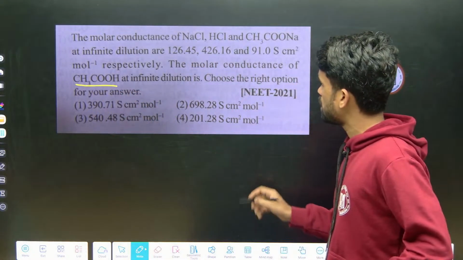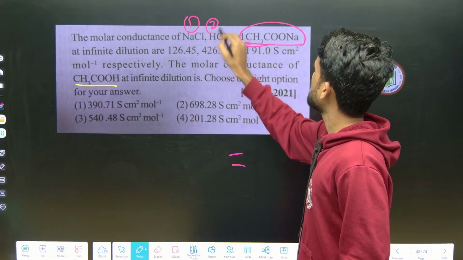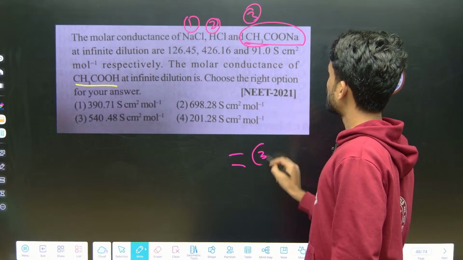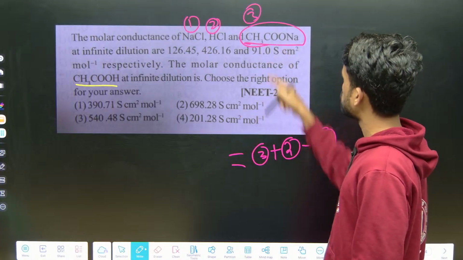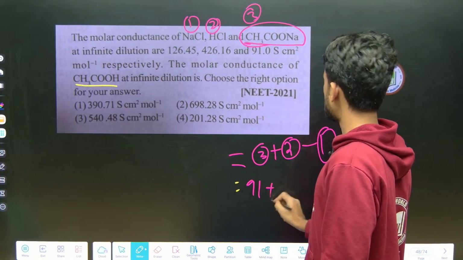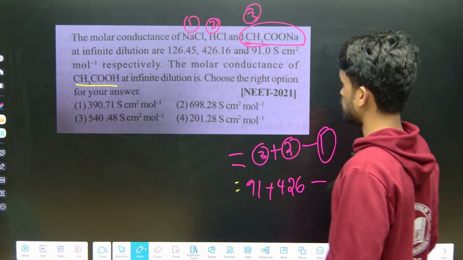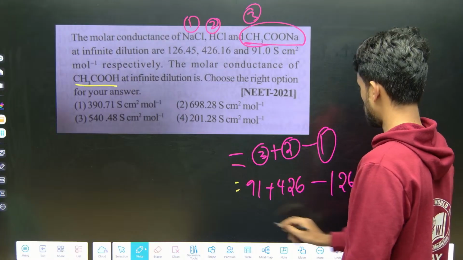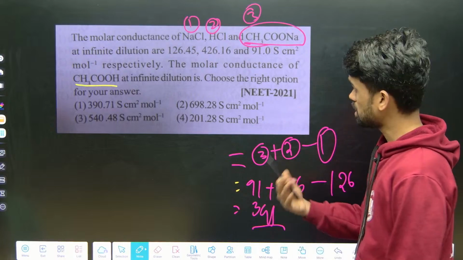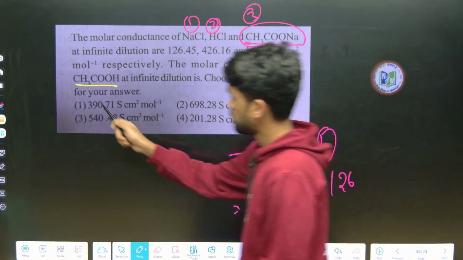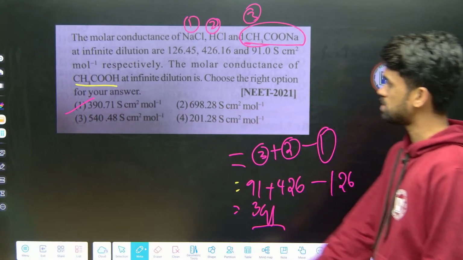Acetic acid can be made by adding acetate ion like this. So 1, 2, 3, 5 say. So 3 plus 2 minus 1, that's it. Put the respective values. 3 means 91 plus 2 means 426, minus 1 means 91, 1 means 126, that's it. So it will be around 391. See, the same question was asked a second time. What is your answer? 391. The nearest one is 390.75. Okay, right.